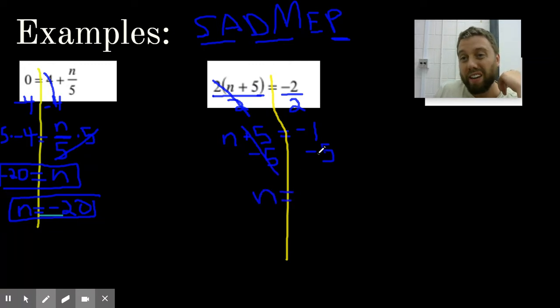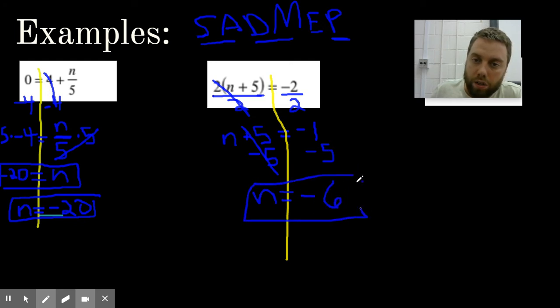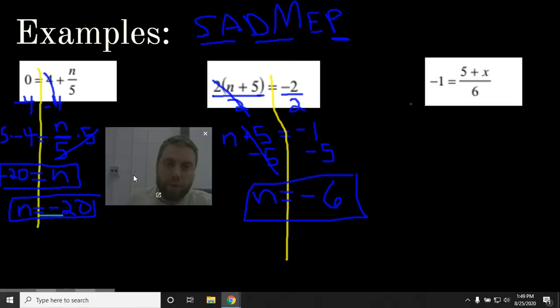Negative 1 minus 5 on the number line. If you start at negative 1 and then go negative 5 in the negative direction, we have a total of negative 6. And that is our final solution.